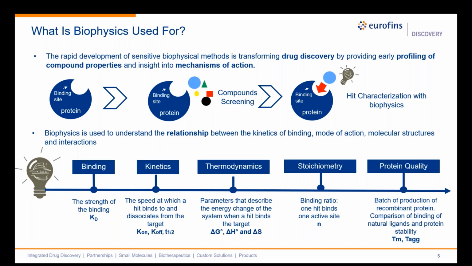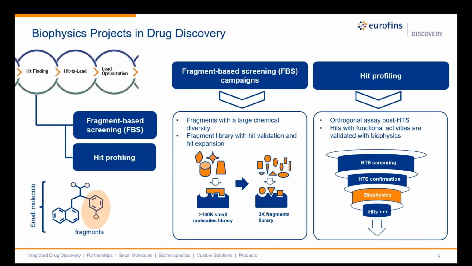As an example, typical projects that we are offering in this hit finding stage: we can perform a fragment screen campaign with a defined set of fragments that will be a starting point for fragment growing, or we could also introduce biophysics as an orthogonal assay after an HTS campaign. After validation of hits using functional assays, we are confirming the hits with their binding properties for the target.